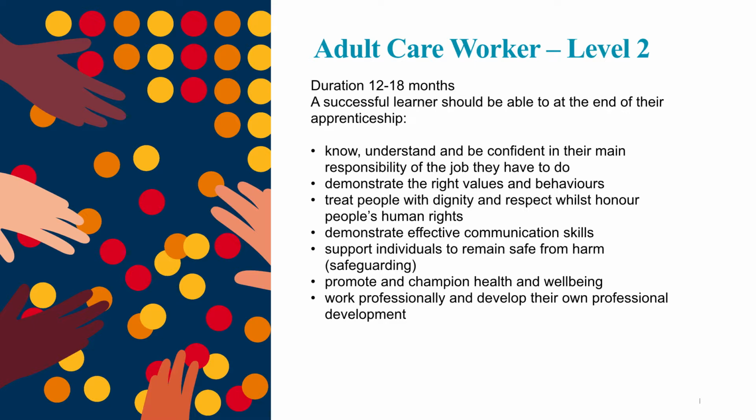So the level 2, the duration is 12 to 18 months, and a successful learner should be able to, at the end of their apprenticeship, know, understand and be confident in their responsibilities, demonstrate values and behaviours, treat people with dignity and respect, demonstrate effective communication, safeguarding, championing health and well-being, and working professionally. Now, I hope they're not all unfamiliar subjects to you. Care is care, and they are the subjects that you already see within the existing diploma. We'll talk about what's happening with that further on.